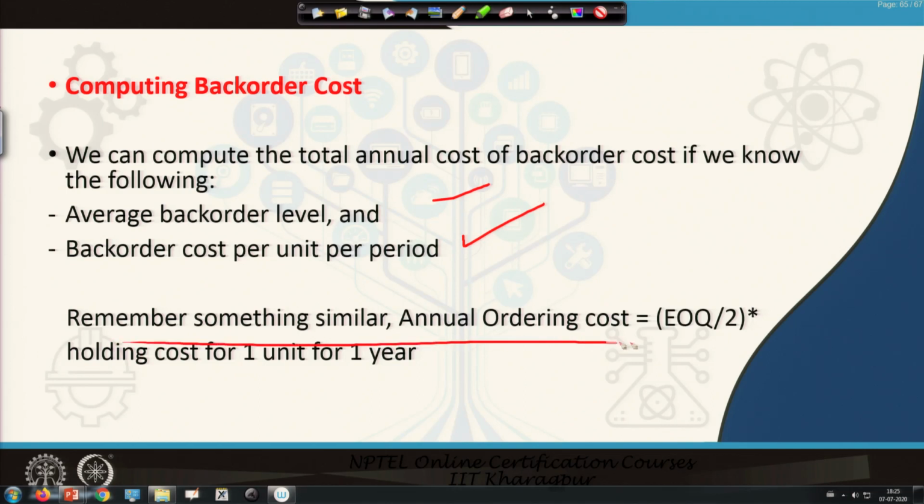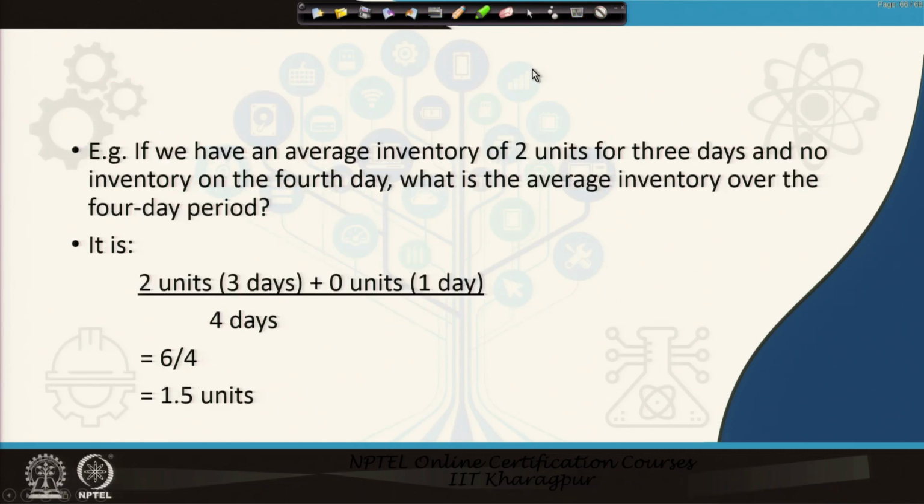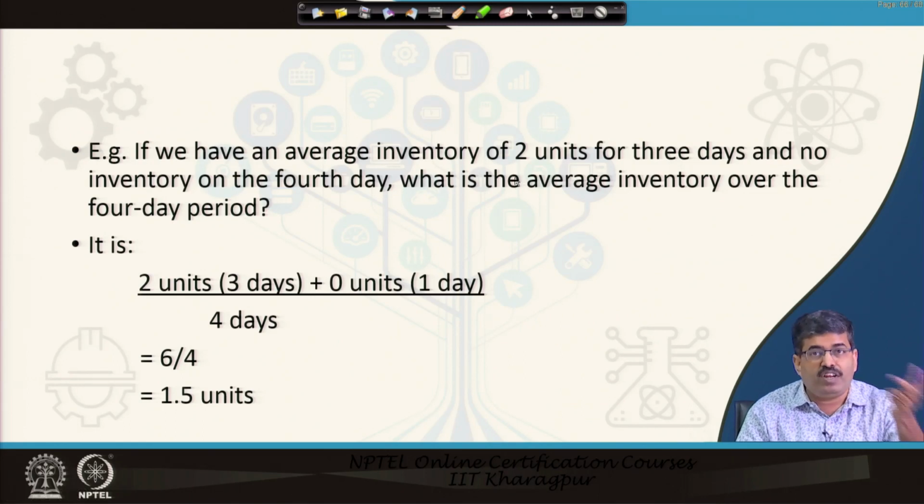Remember something similar, annual holding cost was EOQ by 2 times the holding cost of 1 unit for 1 year. Okay? No rocket science, let us try to understand it very simply. If we have an average inventory of 2 units for 3 days and no inventory on the 4th day, what is the average inventory over the 4-day period? 2 units multiplied by 3 days is 6, 0 units into 1 day is 0, divided by 4 days, 3 plus 1. So, 6 units divided by 4 is 1.5 units. This is my average inventory.